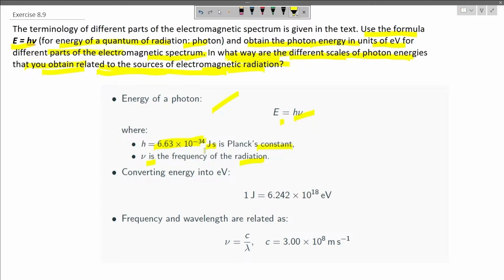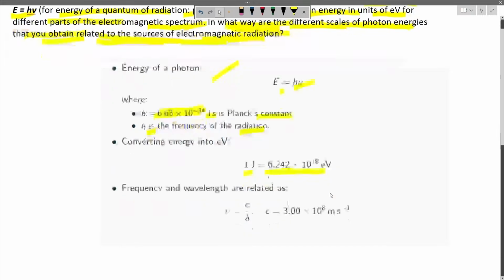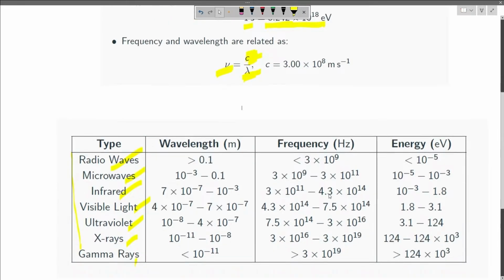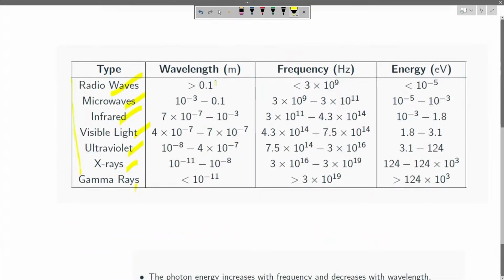Now if we relate joule with electron volt, then 1 joule would be equal to 6.242 into 10 to the power 18 electron volt. Frequency and wavelength are related using the formula C equals nu times lambda, or we can say that frequency equals C by lambda, where C is the speed of the electromagnetic wave and lambda is the wavelength. Now this is the table which represents the electromagnetic spectrum with their wavelength and energy level. We can see that as the wavelength is reducing, frequency is increasing and energy is also increasing.